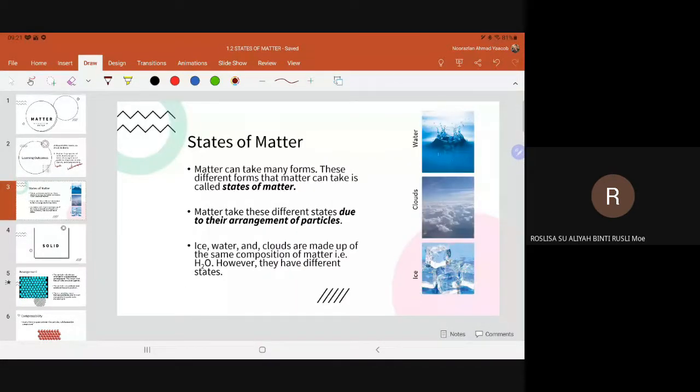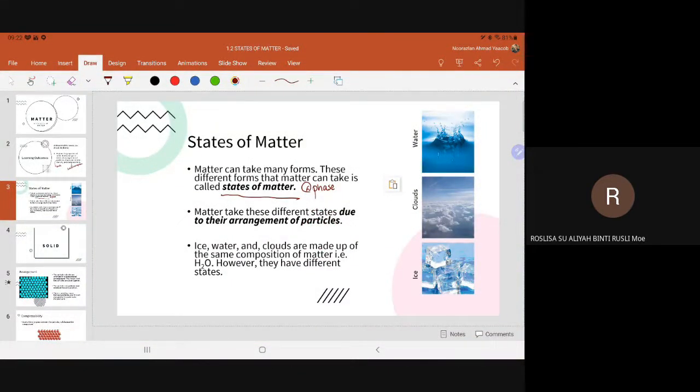Okay. So states of matter, we know matter can take many forms, and the forms that matter takes we call states of matter. This is the terminology that we use, states of matter, but sometimes we use phase too. So sometimes it says states of matter, sometimes it says phase, fasa. Matter can take different states due to the arrangements of particles. So it can take different states due to how its particles are arranged.